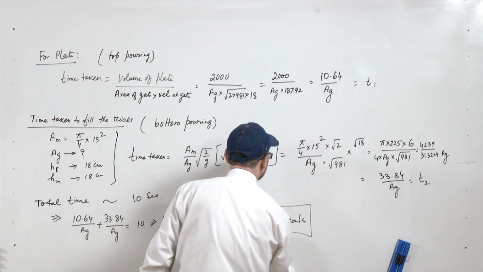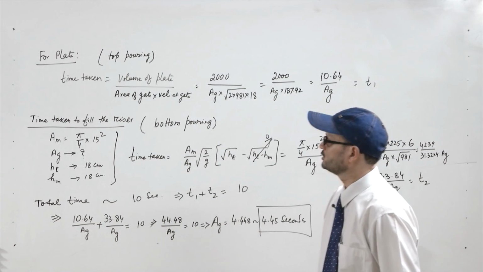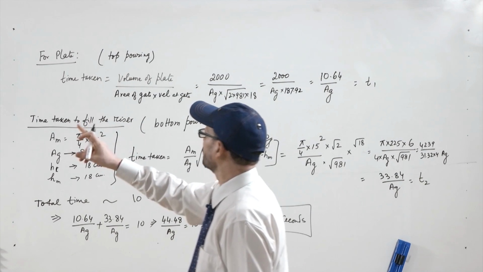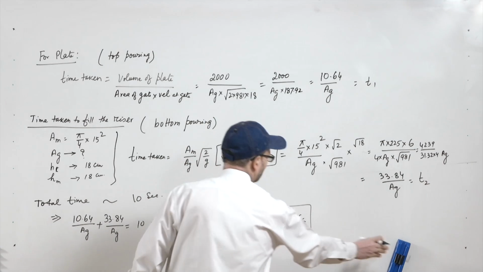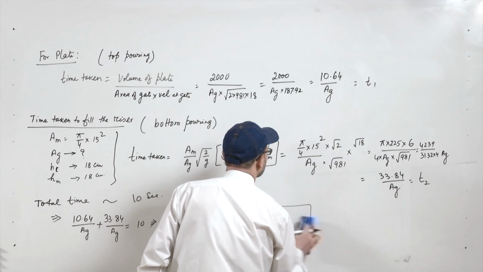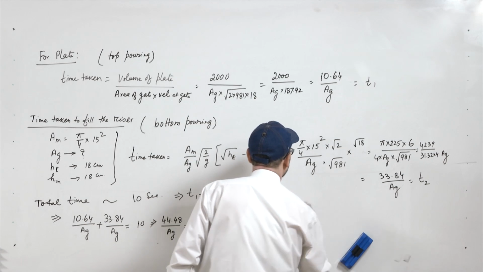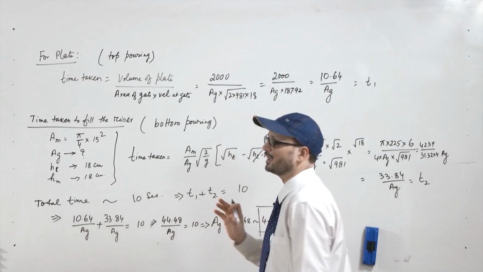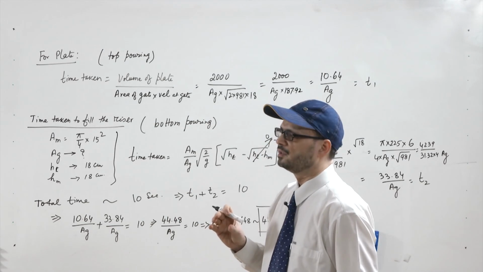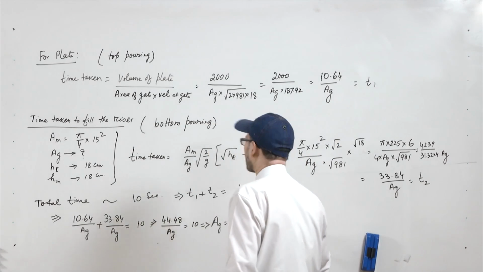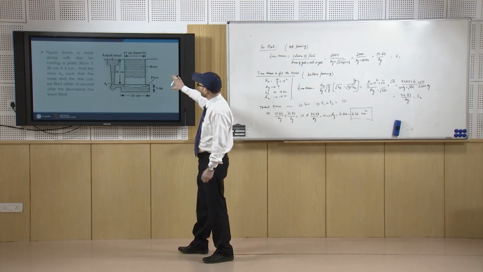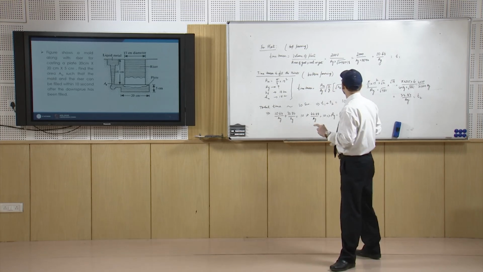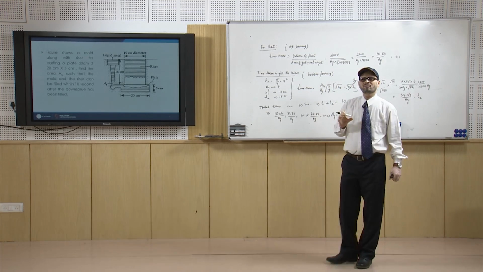So, this is the total time. So, that shows that, 4.45, not seconds, it is centimeter square. 4.45 centimeter square is the area of the gate which will be able to complete the filling of this cavity in 10 seconds. So, this is all about the solving of such problems.